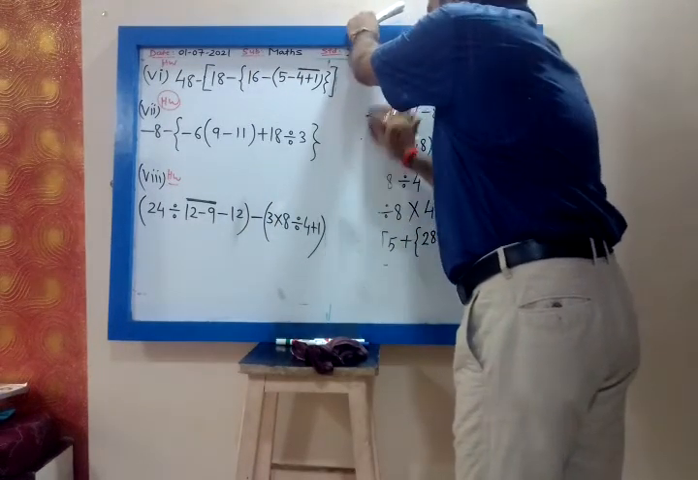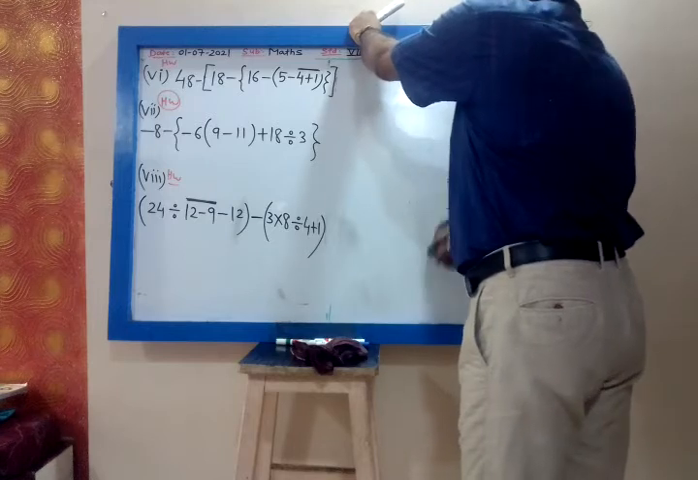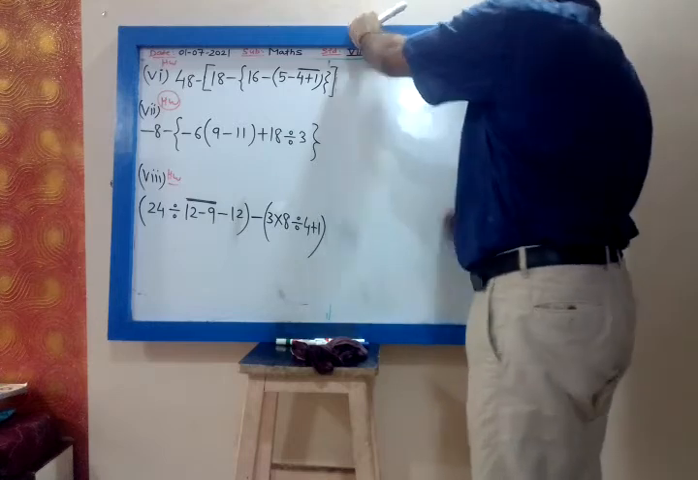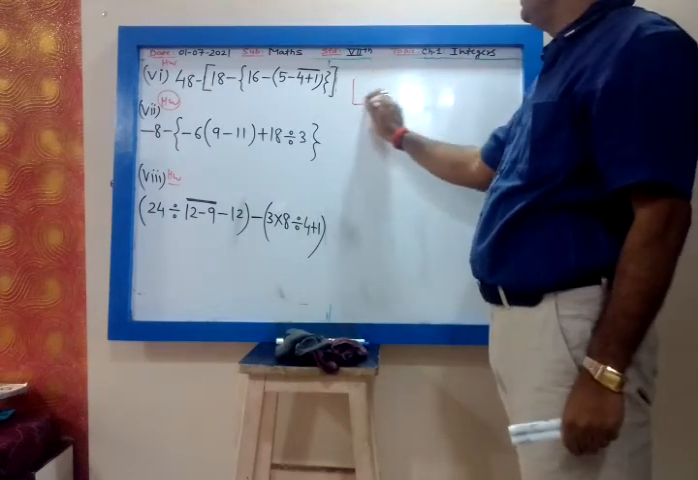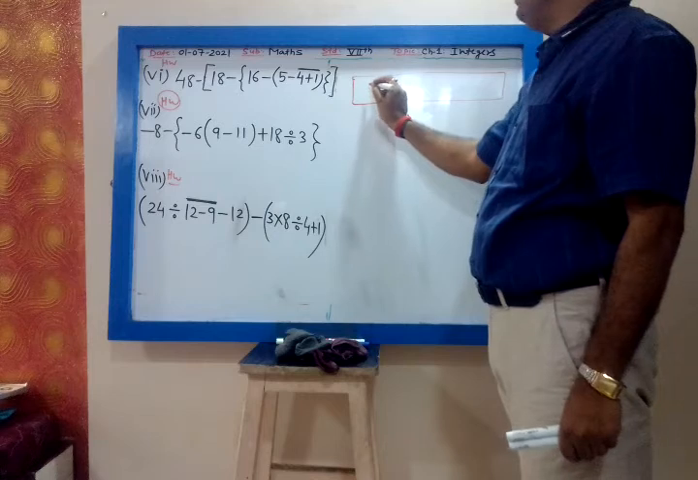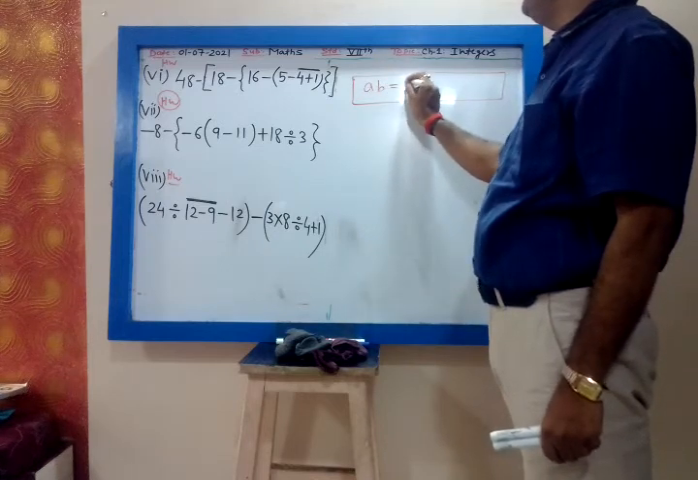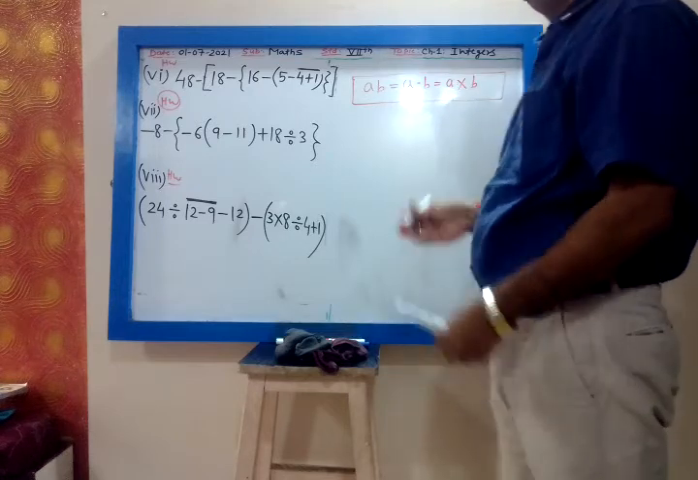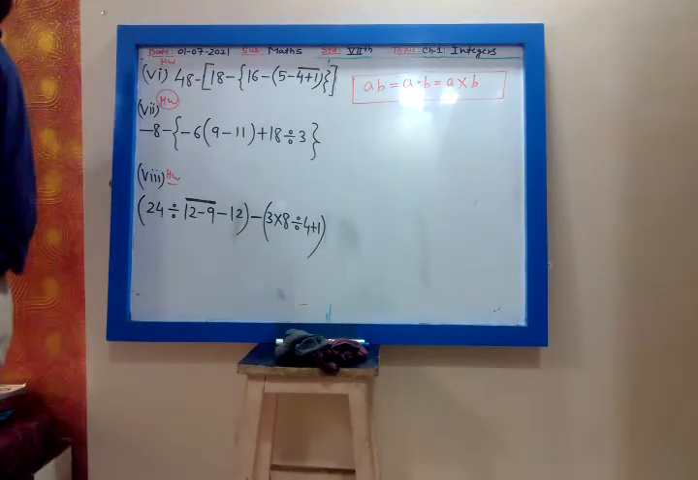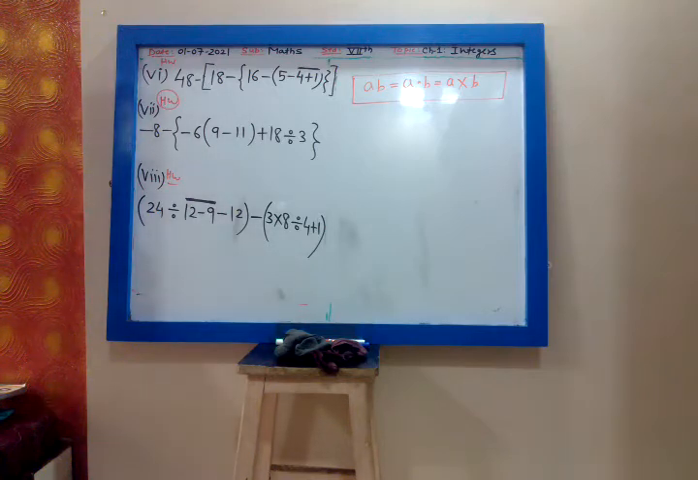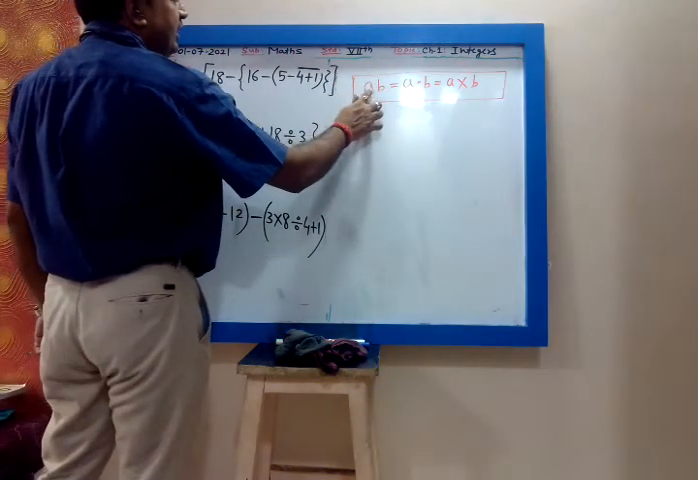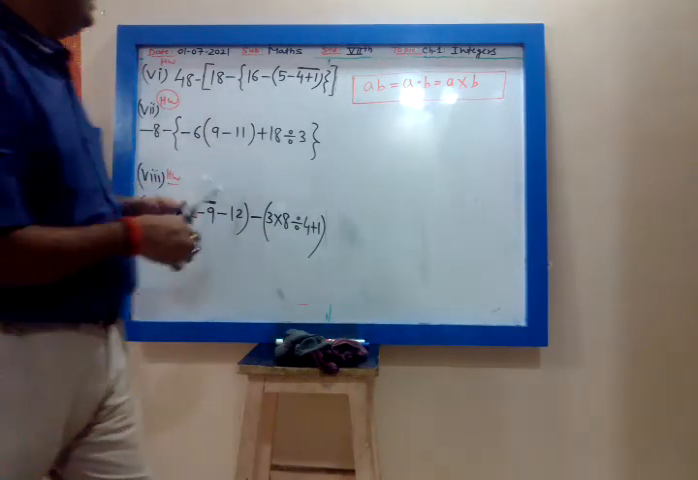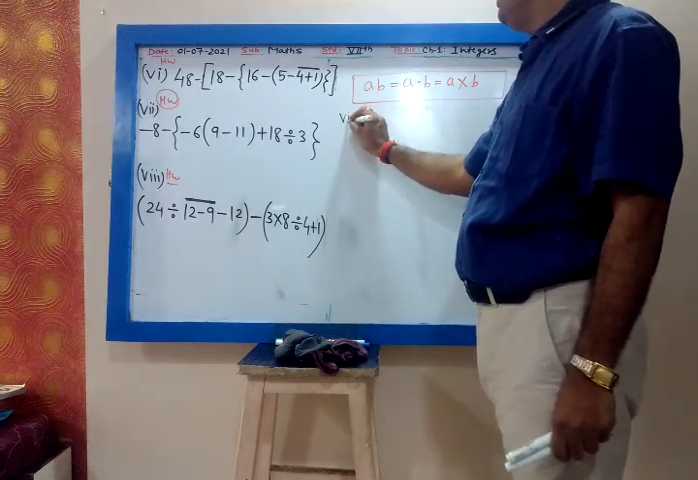See, in mathematics you remember, my dear, that AB means A dot B, and dot is the same as multiplication, A cross B. So whenever it is written AB, it means A into B, a multiplication sign is there. Are you getting it? AB means A is multiplied by B. Now let us solve the seventh one.